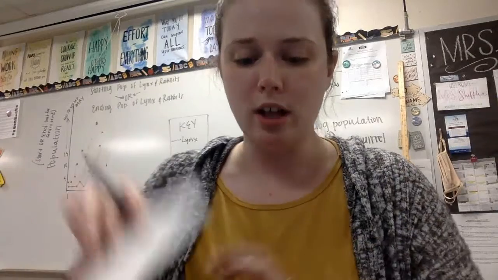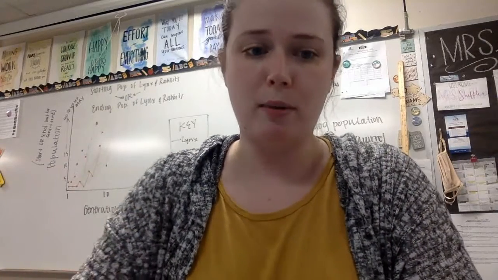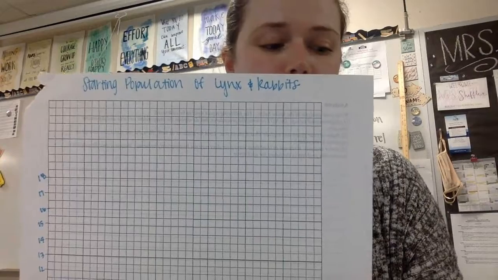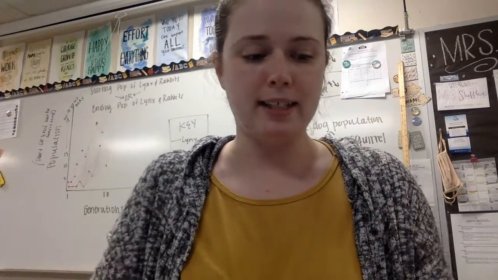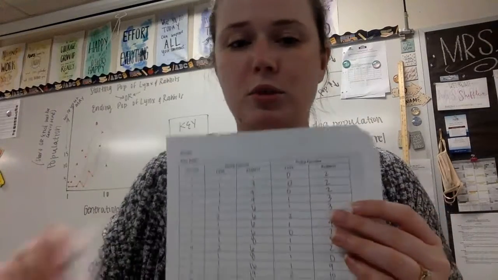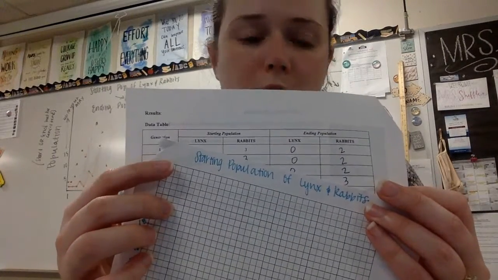So my title is going to be about the starting population. Okay, so my graph is labeled. I am ready to go. Now I just need to look at my data table. I transferred it over to paper to make this a little bit easier. And I need to remember that I am doing my starting population.